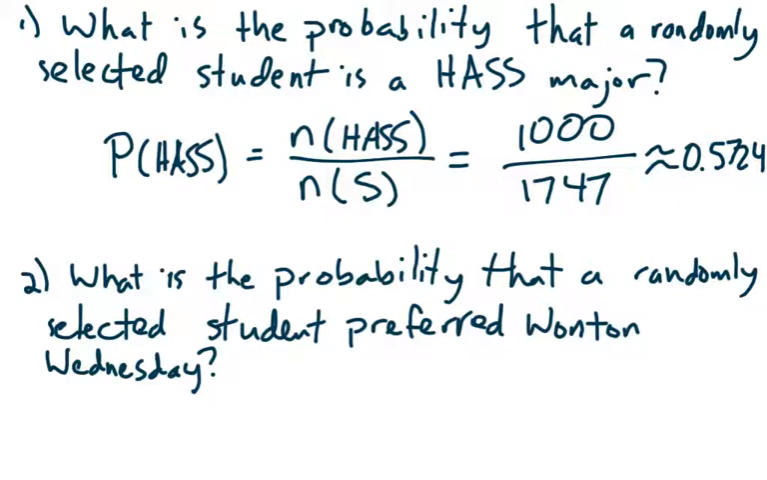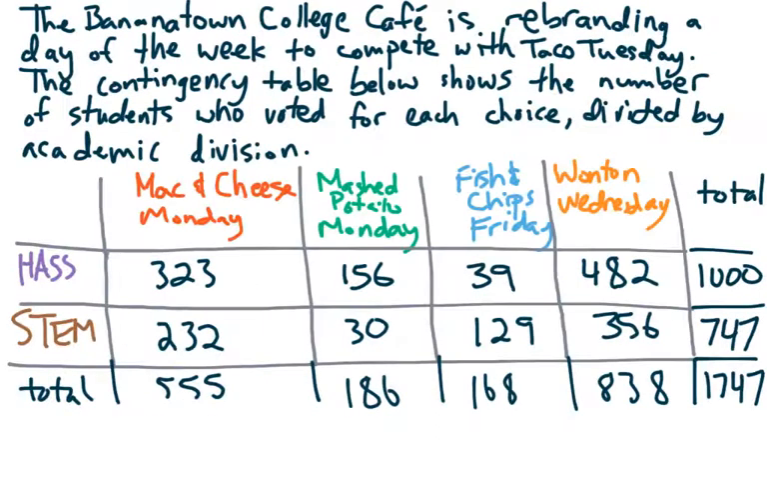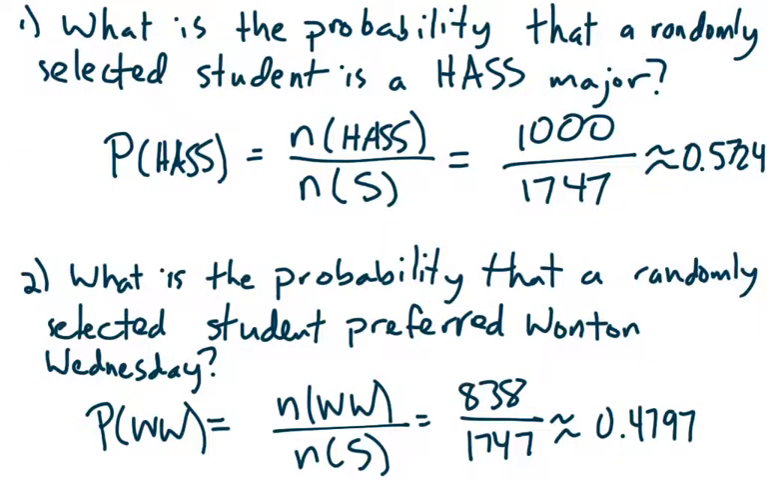So you have to look at the probability of Wonton Wednesday as the number of people who preferred Wonton Wednesday out of the total number of people, right? This was the definition of probability for classical probability, or theoretical probability. So what's the total number of people who preferred Wonton Wednesday out of the total number of people? And rounded to 4 decimal places, we get approximately 47.97%, or 0.4797 as a decimal.